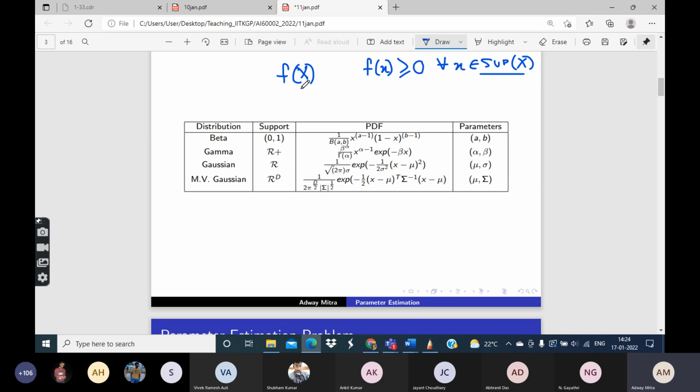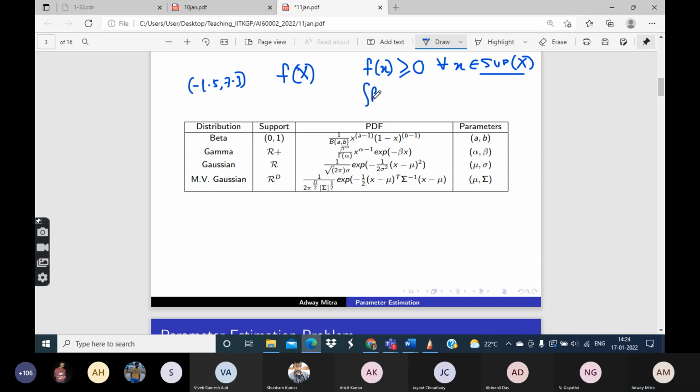If the support set is, say, a particular interval, let us say from -1.5 to 7.3, then for every x within that interval, this property must hold. If it does not hold beyond that interval, it's not a problem. But within that interval, it must hold.